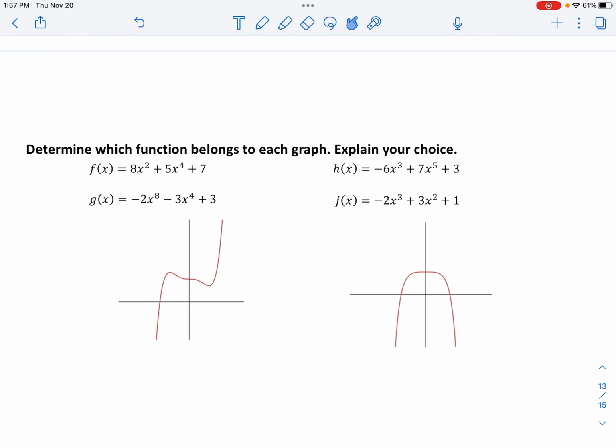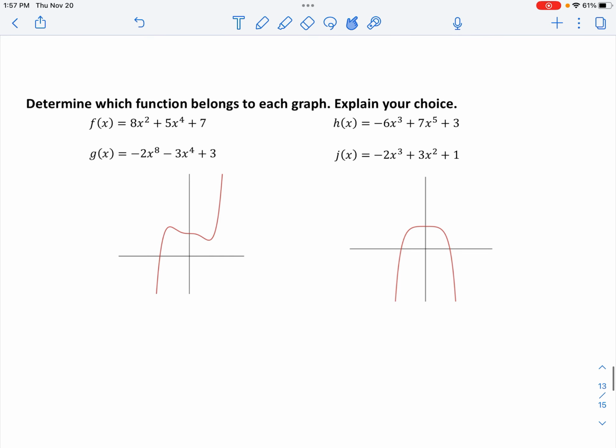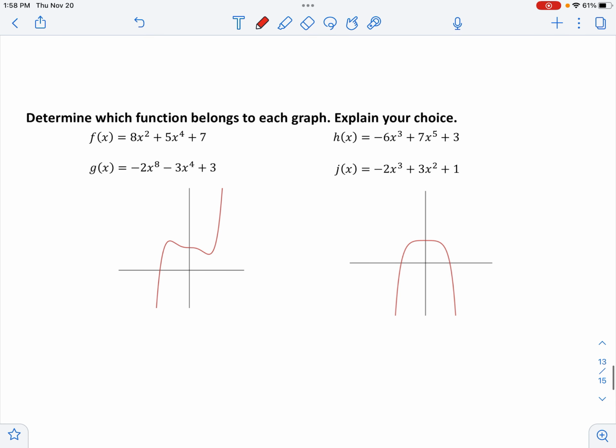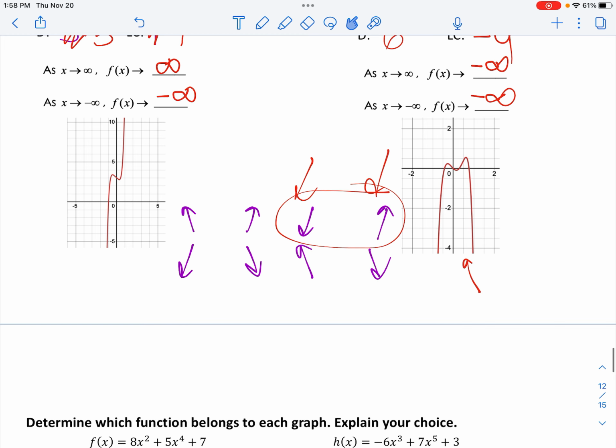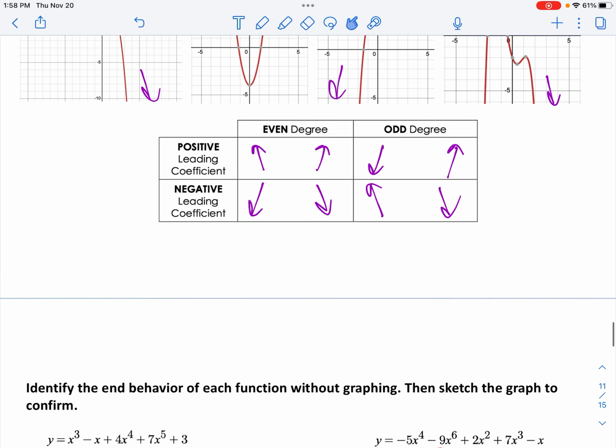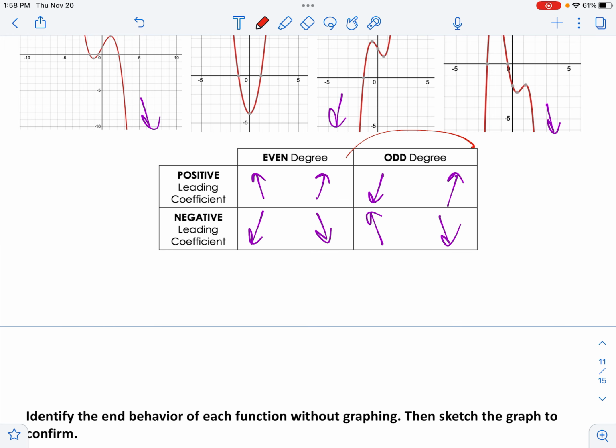Okay. And then the last thing that I want to just go over is determine which function belongs to each graph. So probably what you want to do is just identify each of these graphs. So this one goes like that on either end. So if I go back and match that, it is this one.